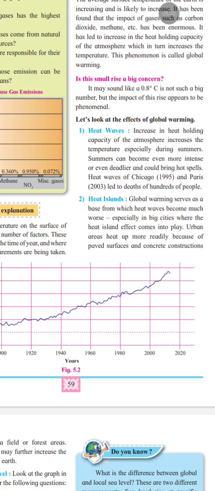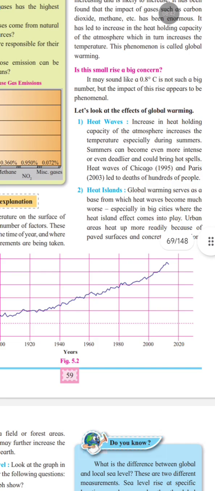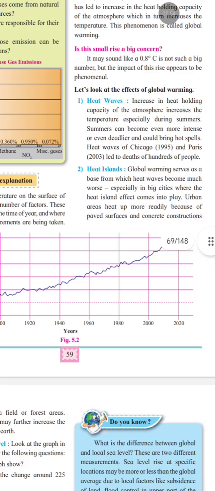Now, see, there are two examples given here. First is the Chicago heat wave in 1995 and the Paris heat wave in 2003. These heat waves resulted in the deaths of hundreds of people. So, global warming can make extreme summer temperatures more dangerous for human beings. Second effect is heat islands. Global warming can provide a background in which heat waves become even more severe, particularly in large cities.